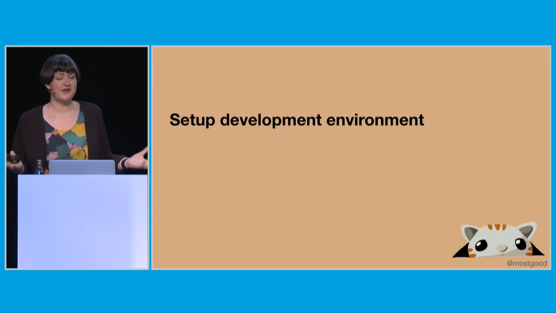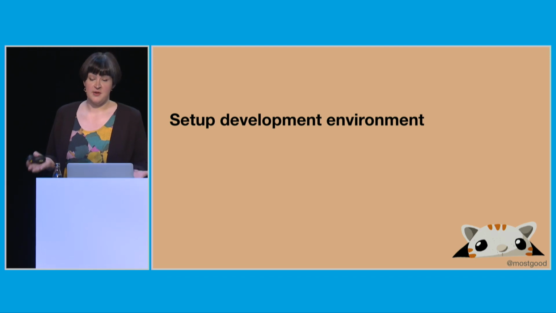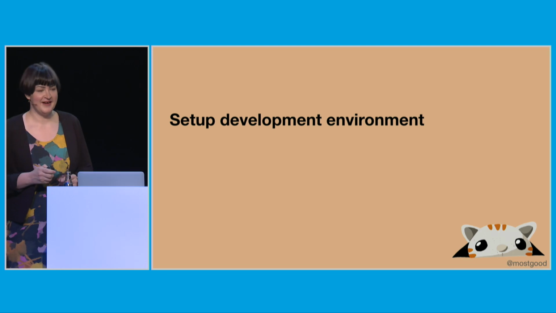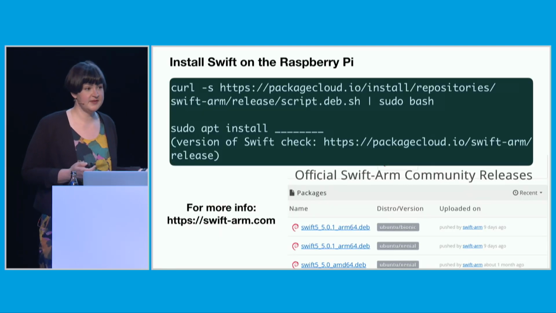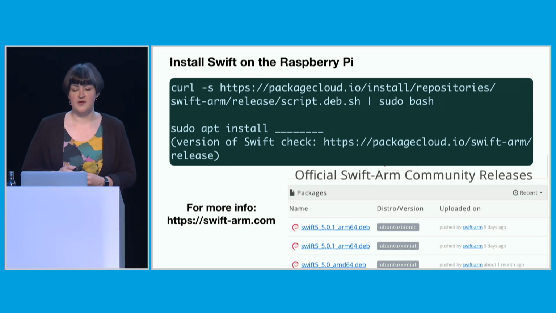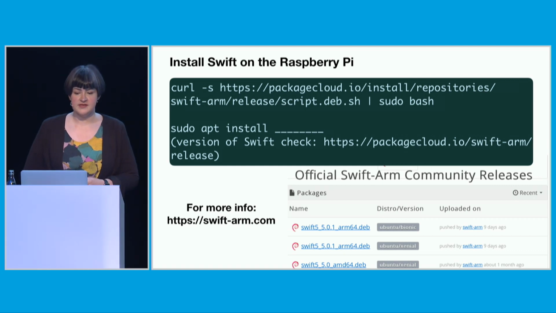Okay, so our first step really in getting into developing this hardware is to set up our development environment. So it's a little bit different from the Mac and Xcode. And the first thing we'll want to do with our Raspberry Pi is to install Swift. There's a really fantastic group of people who are involved in the Swift for ARM community, and they're making sure that Swift runs on different ARM devices.